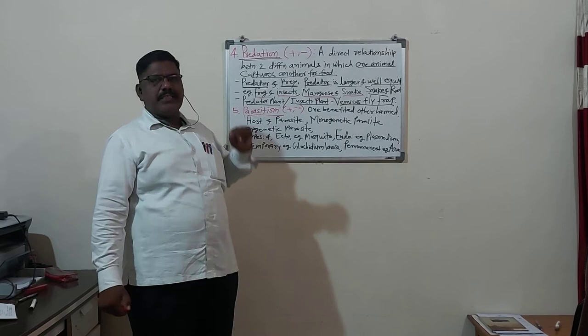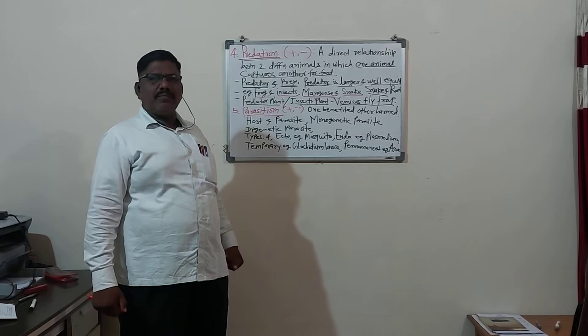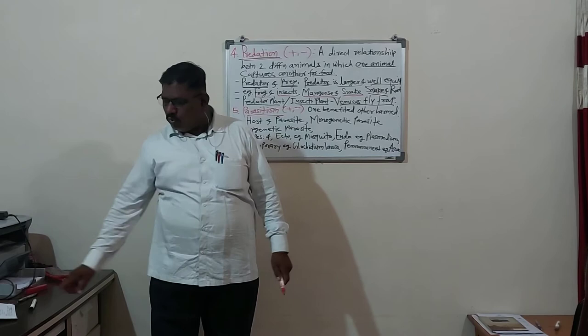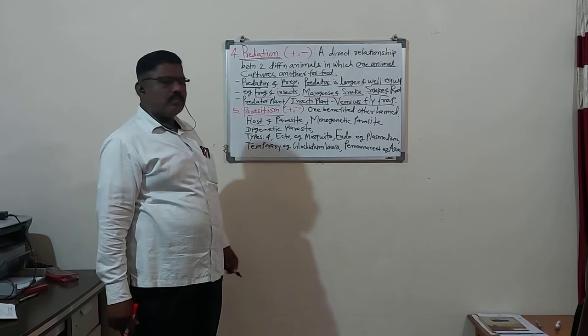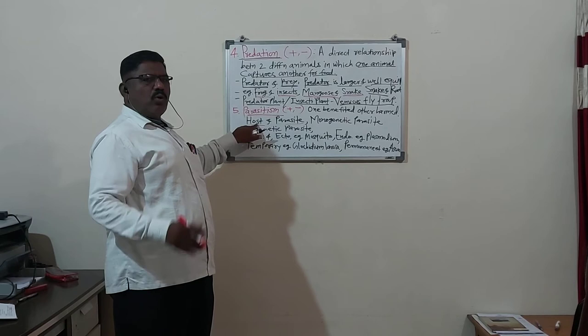Remember, in parasitism there are two animals. One animal is benefited, the other animal is at a loss, harmed or troubled. That is called parasitism. Here the two animals in the interaction, in the dependence or association, one partner is called the host and the other is called the parasite. Host-parasite relationship. So the parasite is dependent on the host. The parasite gets the benefit from the host. The host is harmed by the parasite.